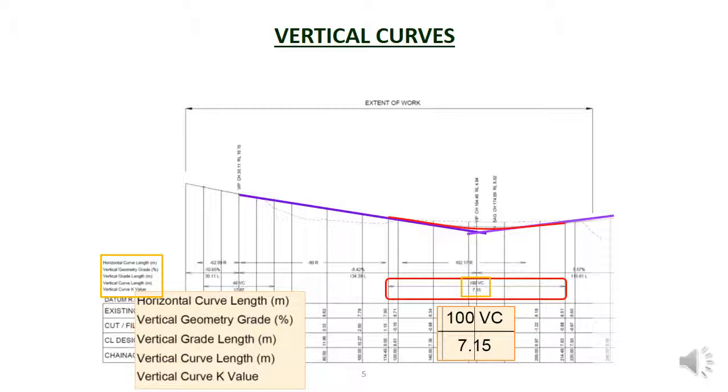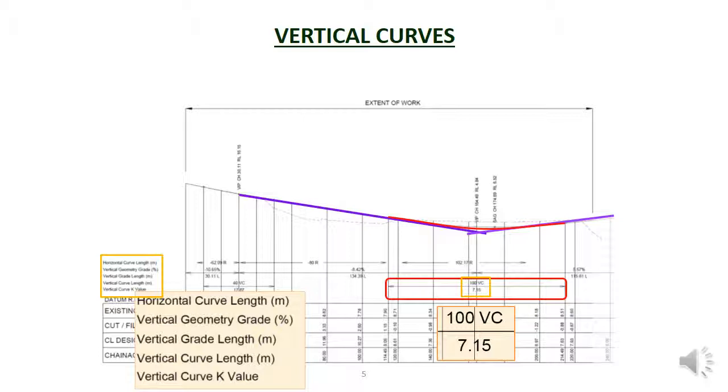Looking at the table, the 100 VC means that it is a 100 meter long vertical curve, and the extent of the curve is shown by the arrowed line. You can see that it is 100 meters long by comparing the chainages. The curve starts at chainage 114.49 and ends at chainage 214.49. The difference is 100 meters.